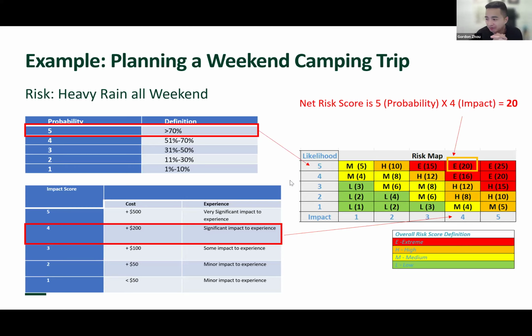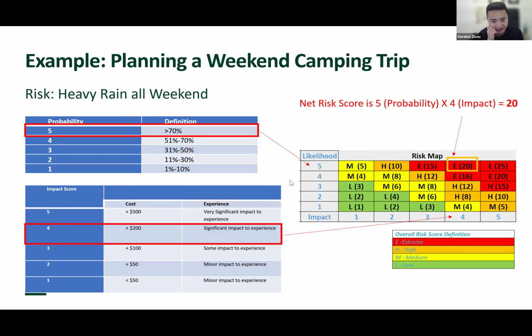Then you ask yourself, you know what? It's going to have a really large impact, relatively large impact for us. We're going to need to spend some more money. Between all of our friends, we may have to, let's assume we don't have rain jackets. So each of us has to go to Mountain Warehouse and get a cheap rain jacket. It's going to cost us, each of us, if we total it up, $250.